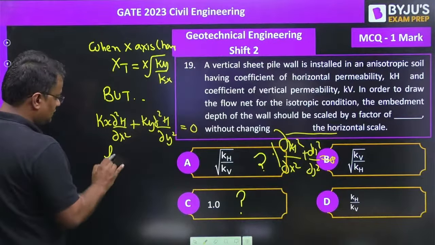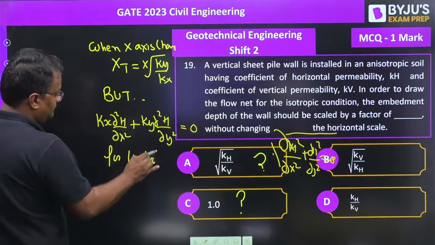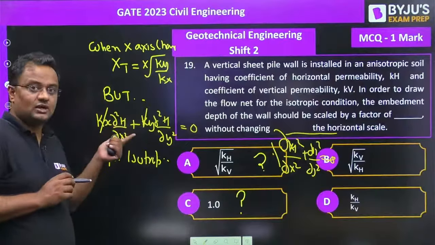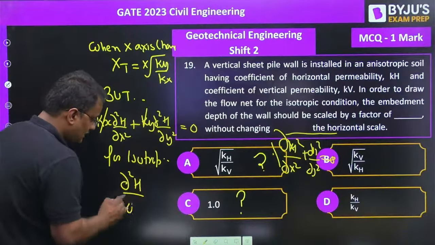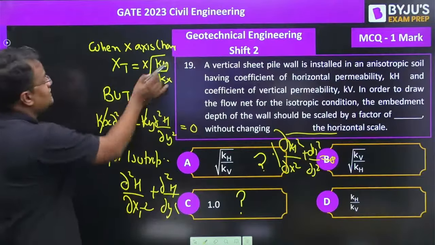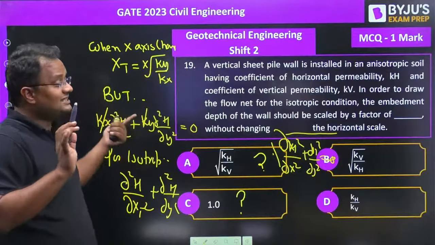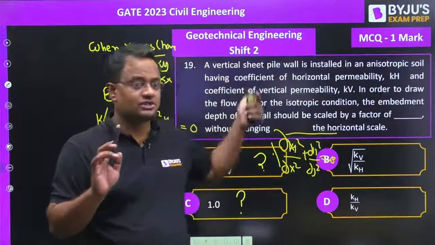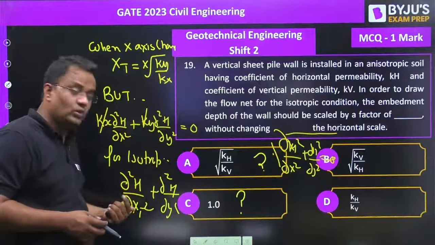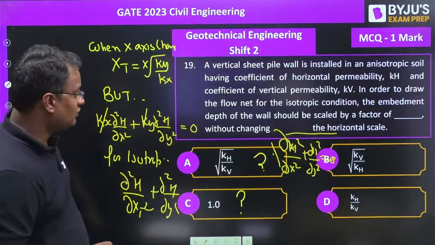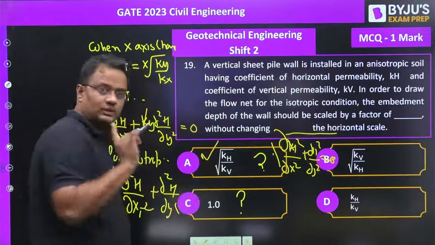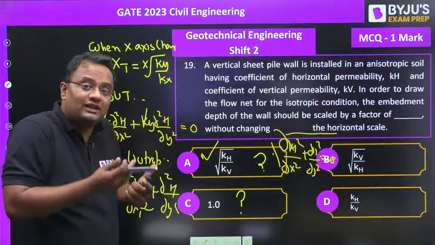For isotropic soil, these are cancelled. But when they are not isotropic, they are not cancelled. So again, to make it in this form, by simple two-step derivation, x transformed comes to this. But this is the case when the x-axis is not changing. Here we are changing the x-axis, so it is different. With the same derivation, instead of ky by kx, we get this one. But why are you so confused here, guys?